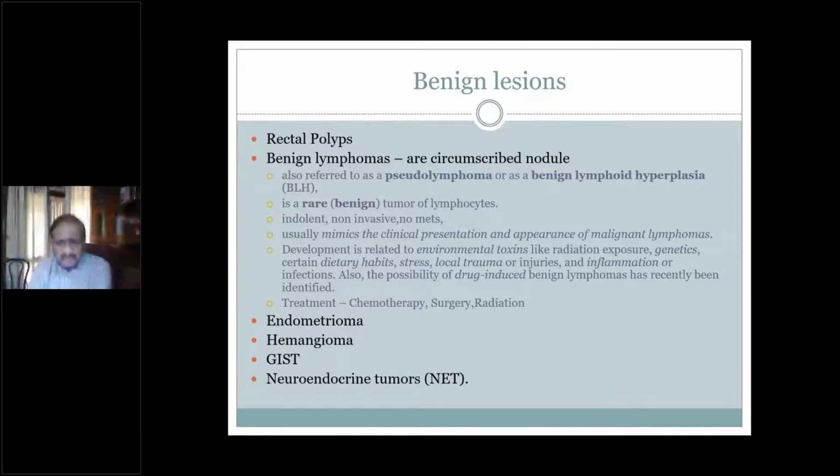trauma or injuries and inflammation or infection. Any one of these causes could be the cause for development of a pseudolymphoma. The treatment is pretty simple. Either you carry out a chemotherapy for these patients, or easily surgical excision can be carried out, right?